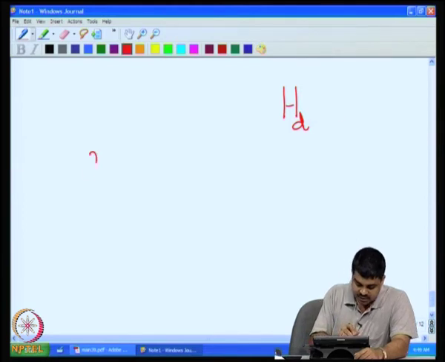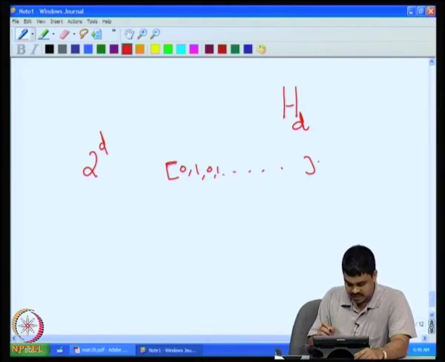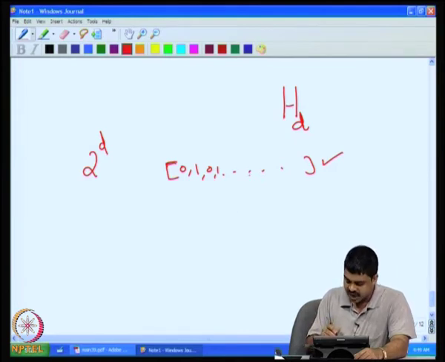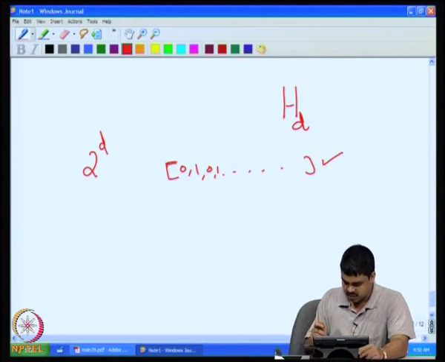whose vertex set is the 2 raised to d vectors, the d-length 0-1 vectors, with d components in it, and 2 raised to d of them are there. And when are they connected? Two vertices are adjacent with an edge when the Hamming distance is 1. That means when the corresponding vectors differ in exactly one component position. So, we are familiar with the hypercubes.